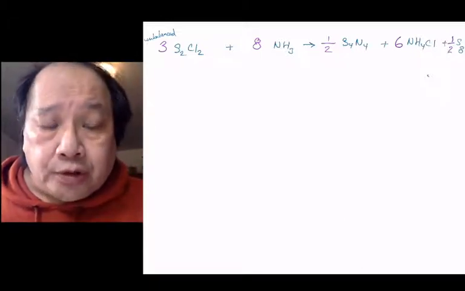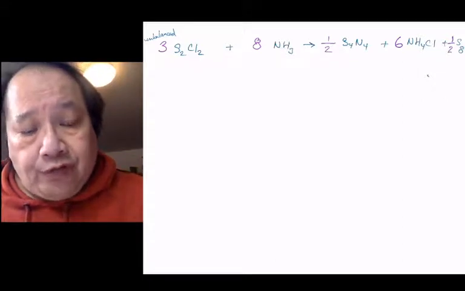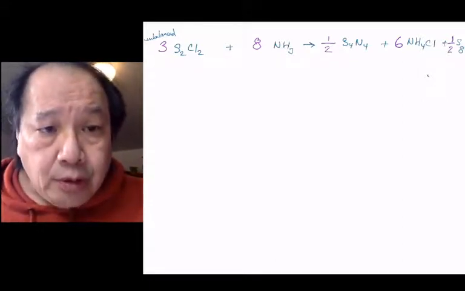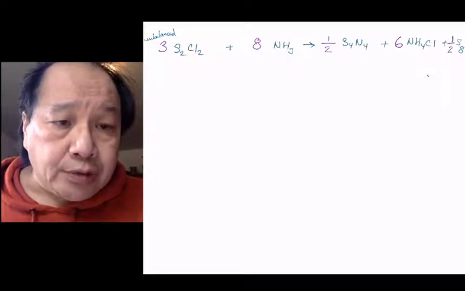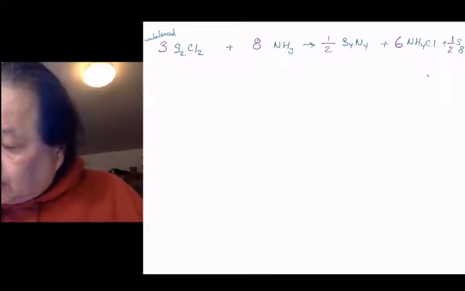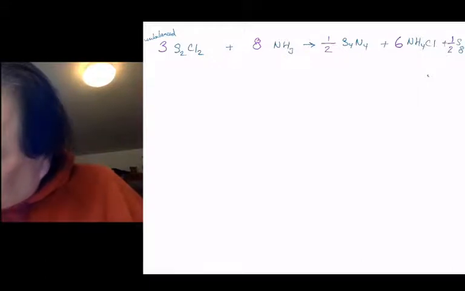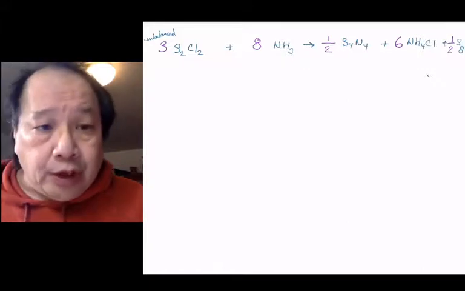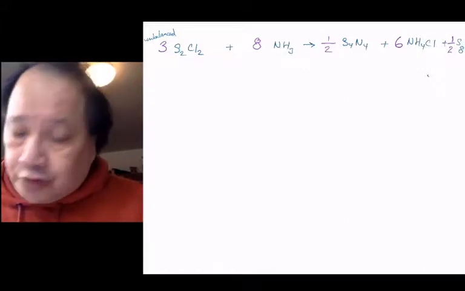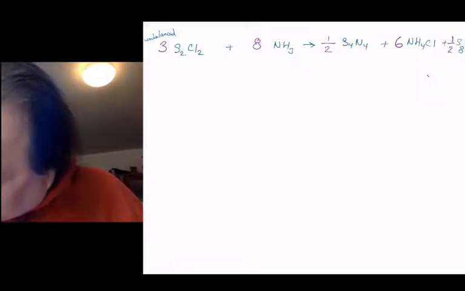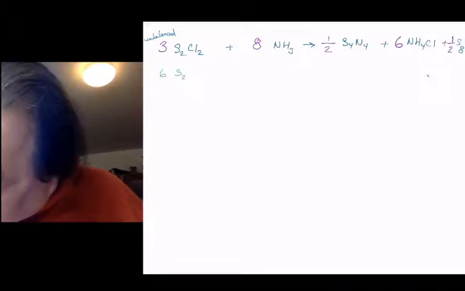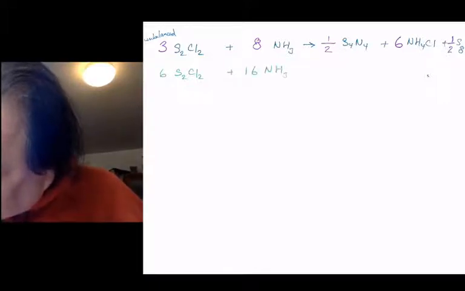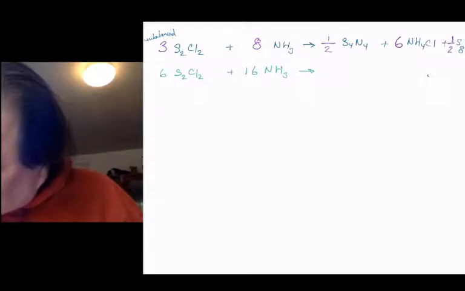In its ordinary form, which we'll require in this course, the coefficients are all whole numbers which do not share any common factors. And so in this problem, since we have a 1/2 in the denominator, we're going to have to multiply all the coefficients by 2. So it's going to be 6S2Cl2 plus 16 NH3 going to 1/2 times 2 is just 1 S4N4. When the coefficient is 1, we don't even bother to write it.